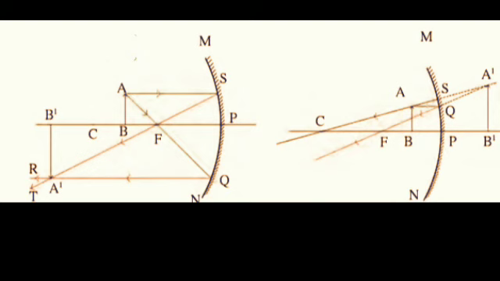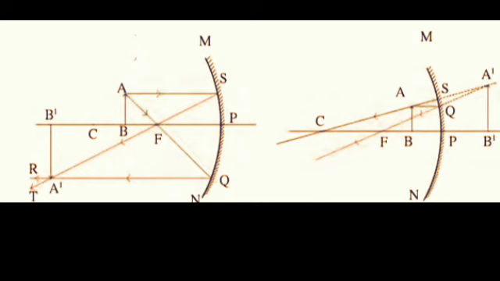From this, we see that when the object is placed between the focus and the center of curvature of the mirror, the image is formed beyond the center of curvature. This image is larger than the object and the image is inverted. As the reflected rays actually cross each other, the image is a real image and can be obtained on a screen.